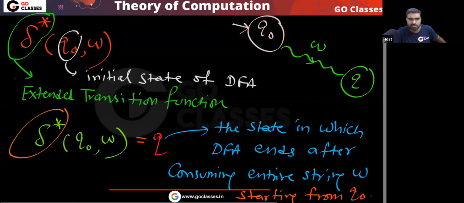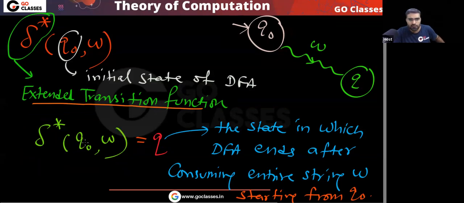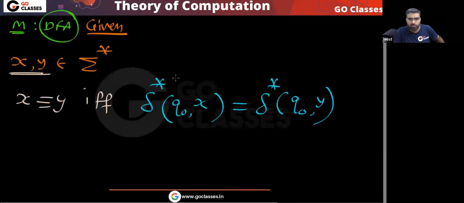So this delta star is your extended transition function. Delta star of Q0 comma W means: from state Q0, when you read this string W, which state will you go to? This is the meaning of this expression. Okay, now you tell me, what does it mean? Now look at this equation.